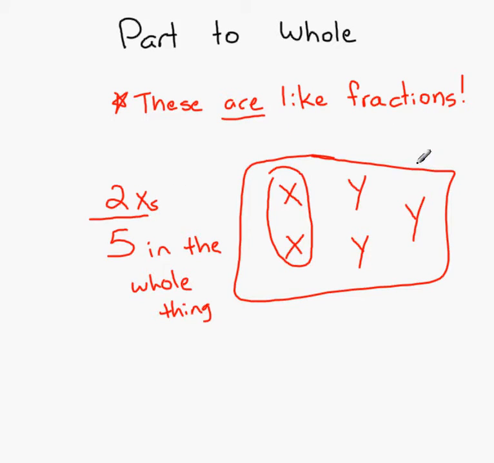If we have a box, and in that box we have 2 x's and 3 y's, then your ratio of x's to y's would be 2 out of 3. But if you want the ratio of x's to the whole thing, that would be over here. There are 2 x's to 5 letters, and so your ratio would be 2 to 5. So there's a lot of different ways you could pull the ratio out of this.